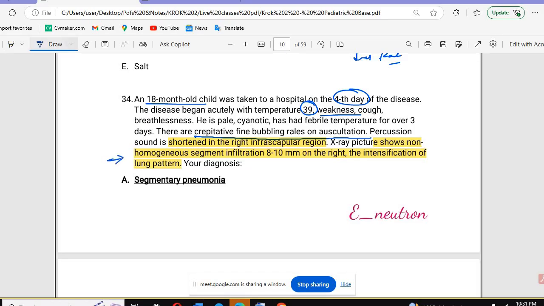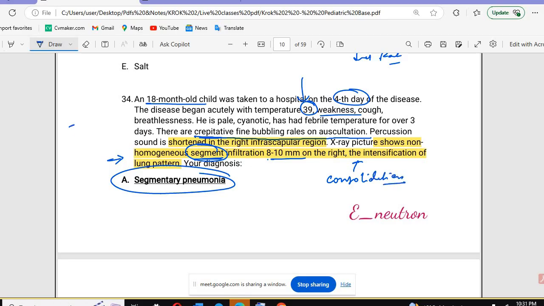This is segmental. If this is not segmental, then we can say this is a case of lobar pneumonia. And in lobar pneumonia, you can see high grade fever, weakness, crepitant fine bubbling rales. But in this question, they have mentioned the segment, so that's why they wrote segmentary pneumonia. And here you can see a homogeneous segmental infiltration 8 to 10 mm, and that is what consolidation.